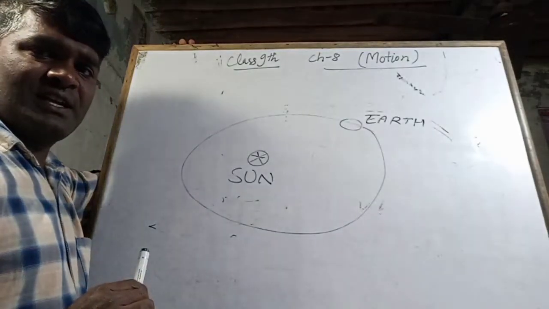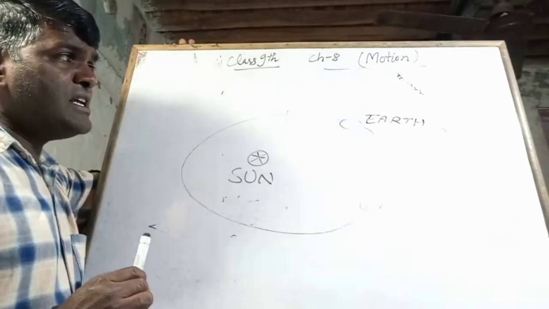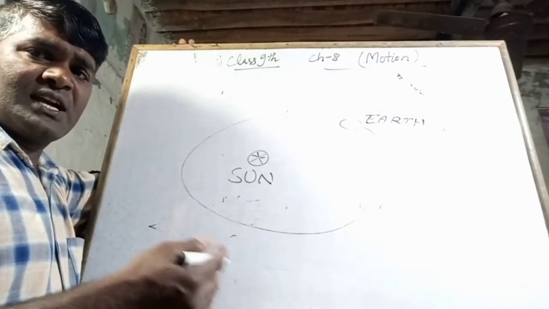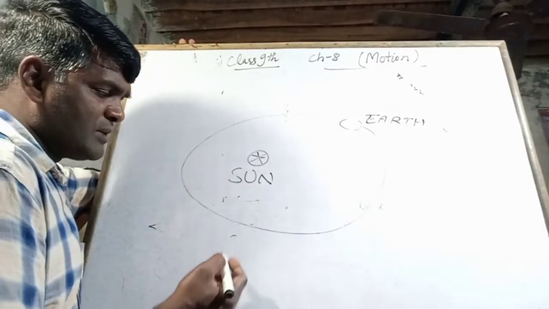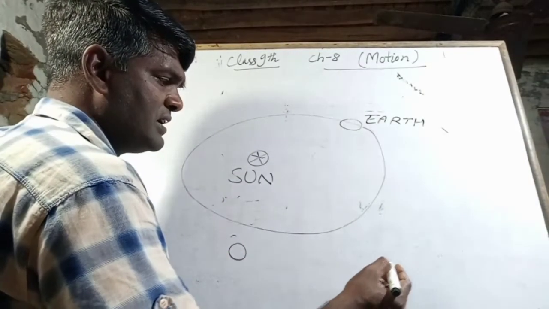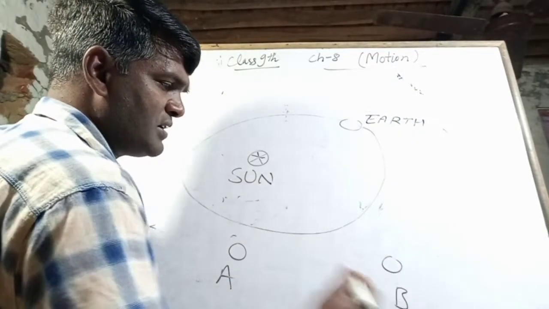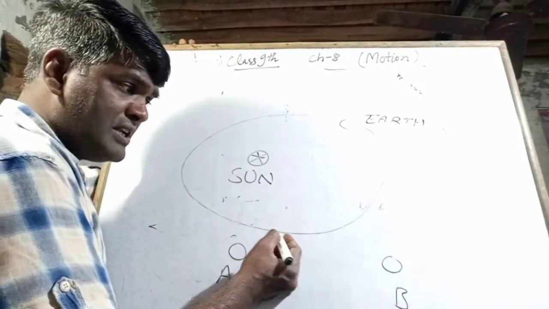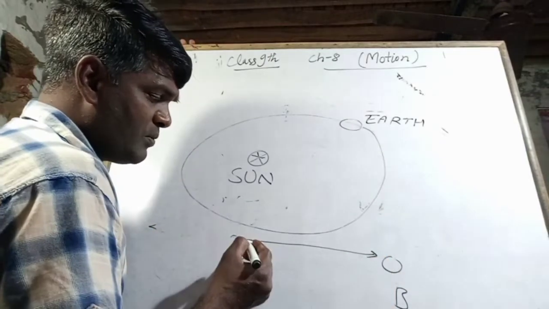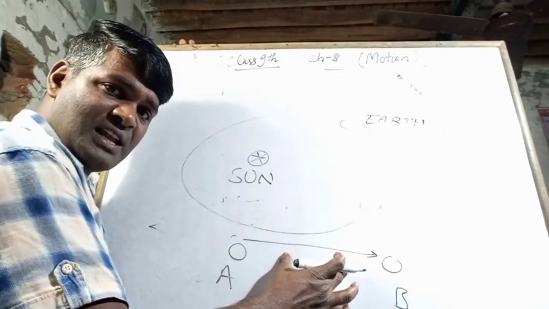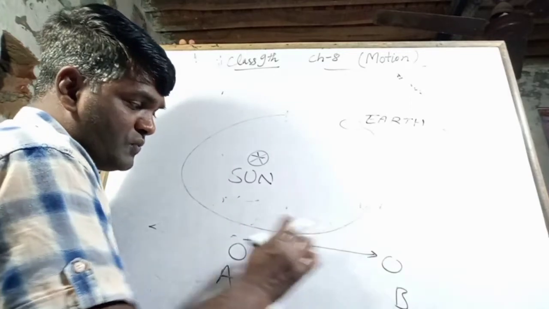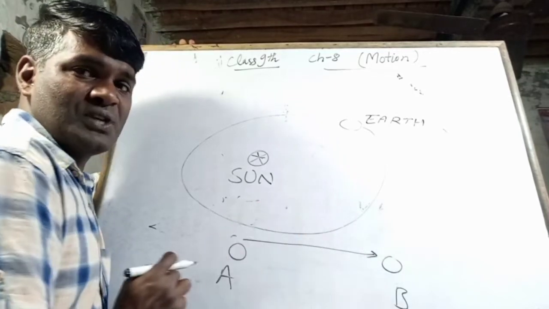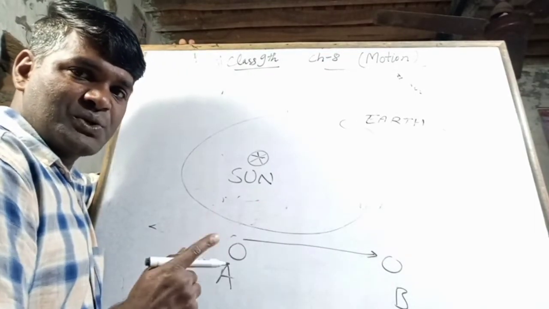Okay, similarly there may be other combinations of motions. For example, when a vehicle is moving from one point to another point, let this be point A and this be point B. The vehicle has wheels, the wheels will rotate, and the vehicle will also go from here to here, covering this much path length. So the vehicle has here a combination of straight as well as rotational motion.